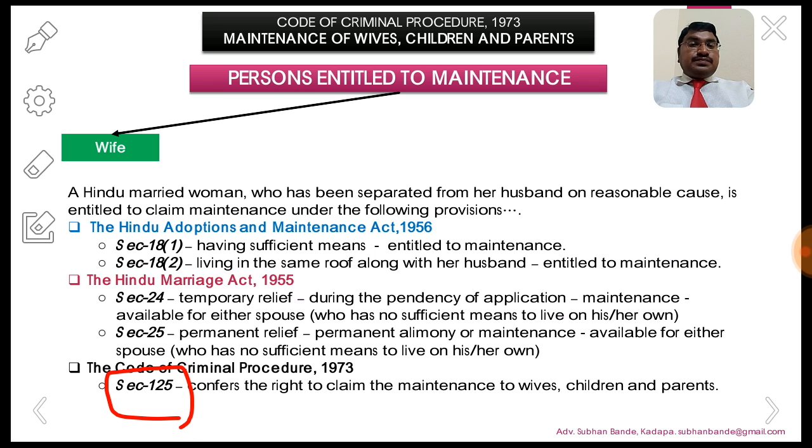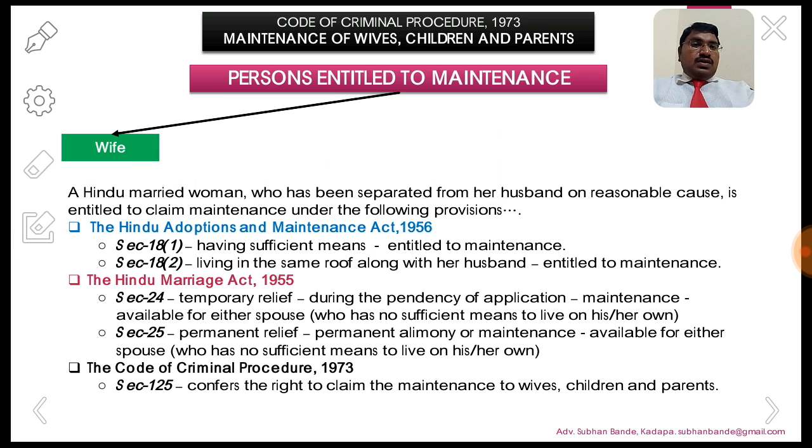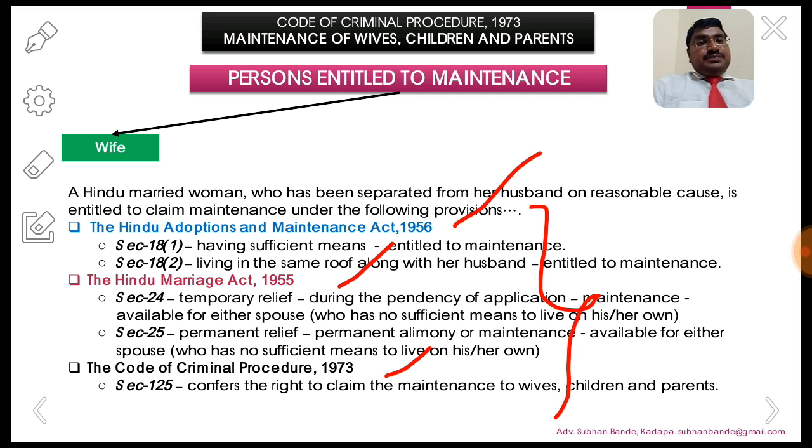Section 125 of Code of Criminal Procedure 1973 confers the right to maintenance not only to a woman, a wife, but also for the children and parents. That is the difference. A wife can entitle the maintenance as under Hindu Adoptions and Maintenance Act 1956, or as under Hindu Marriage Act 1955, or as under Code of Criminal Procedure 1973. These three remedies are available for a Hindu wife.